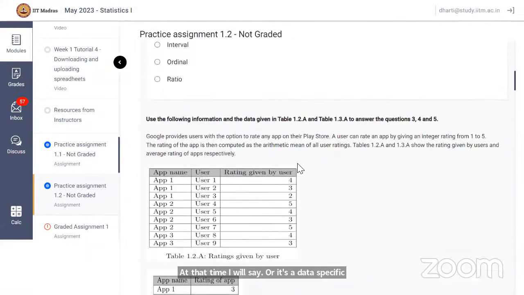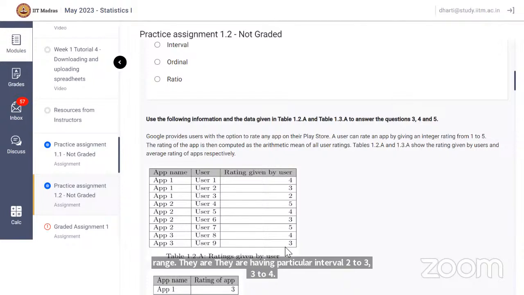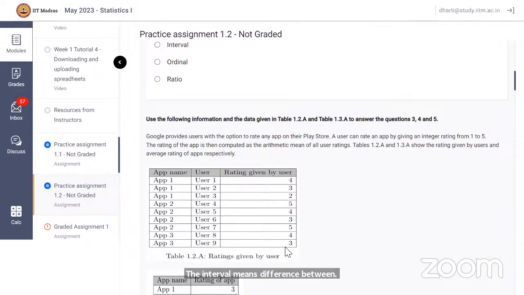So you just look at this data. This data is 4, 3, 2, 5, 4. There is nothing jumping out of the range. They have a particular interval, 2 to 3, 3 to 4. The interval means the difference between the values. No, subtraction. Yeah, subtraction only.